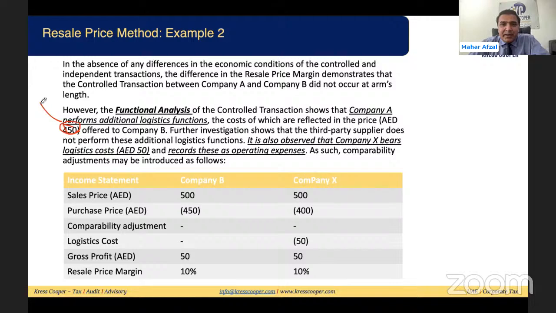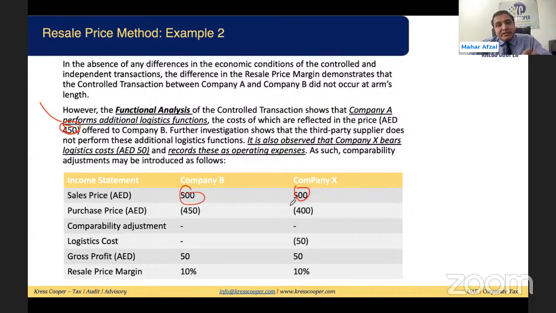Third party doesn't provide them. It is also observed that company X bears the logistic cost, which is the 50, and records these as operating expenses, okay? And also a comparability adjustment should be introduced as follows. Now you can look into this. Sale price is the same.